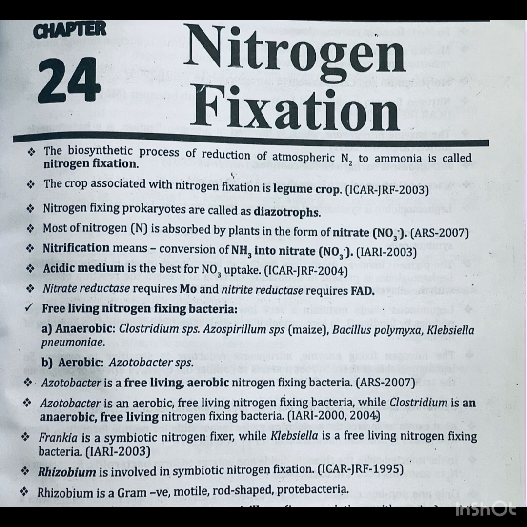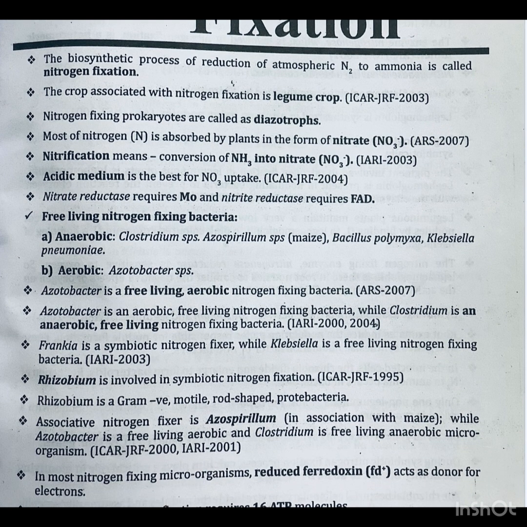Free living nitrogen fixing bacteria. Anaerobic species are Clostridium species, Azospirillum species, Bacillus polymyxa, Klebsiella pneumoniae, and aerobic species are Azotobacter species. Azotobacter is a free living aerobic nitrogen fixing bacteria. Question asked in ARS 2007. Azotobacter is an aerobic free living nitrogen fixing bacteria, while Clostridium is an anaerobic free living nitrogen fixing bacteria.